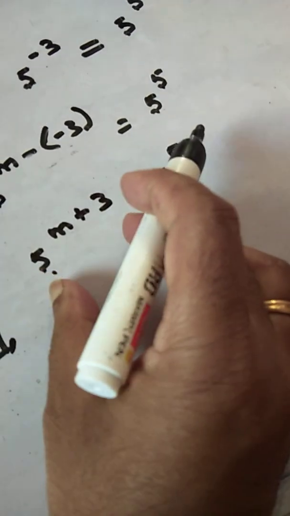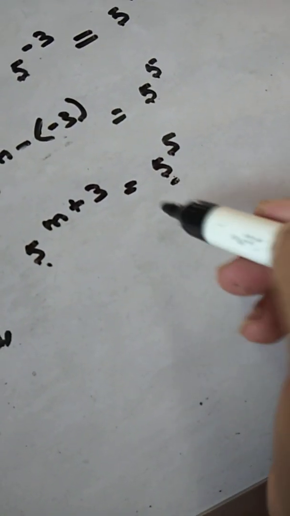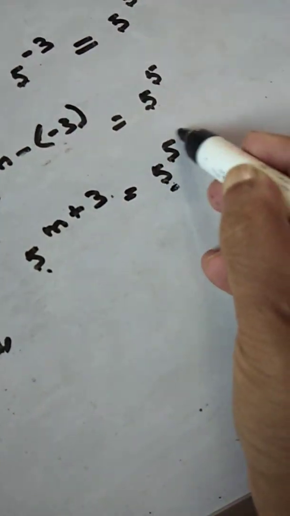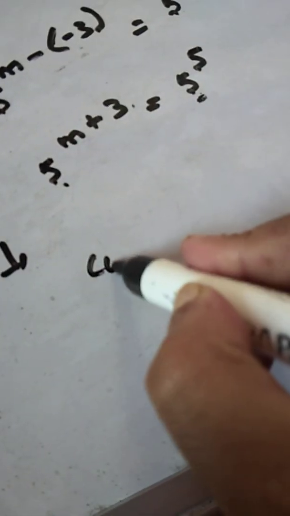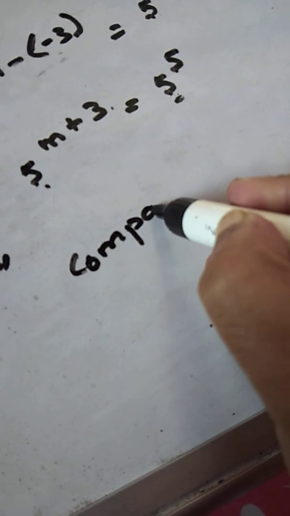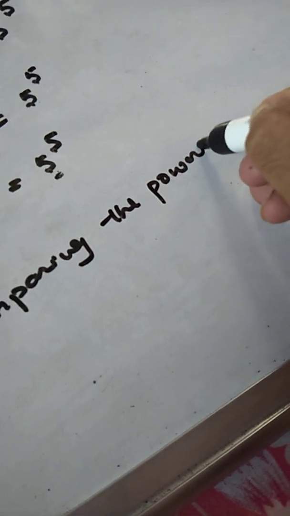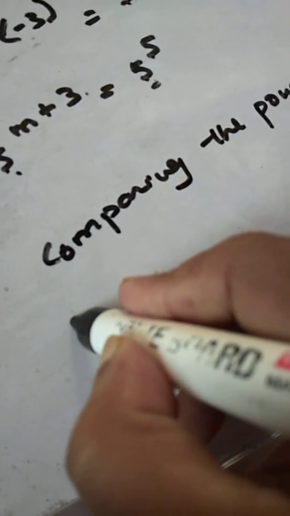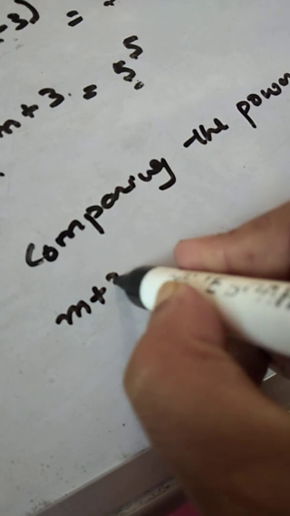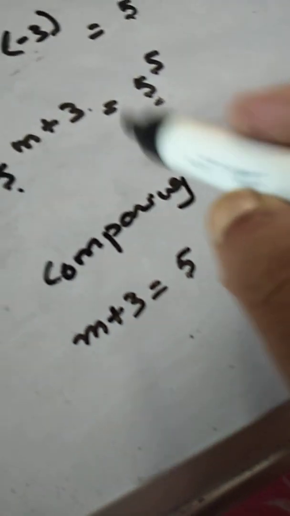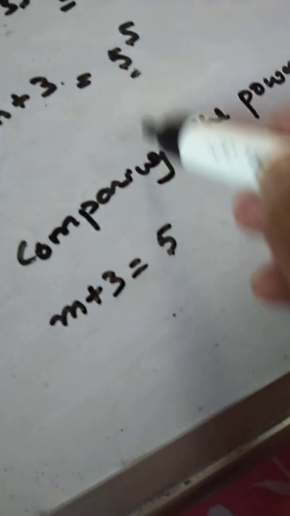Okay, LHS also the base we are having is what? 5. RHS also the base we are having is what? 5. So in this case we'll compare the powers. Okay, so we'll write it down, comparing the powers: m plus 3 equals 5.